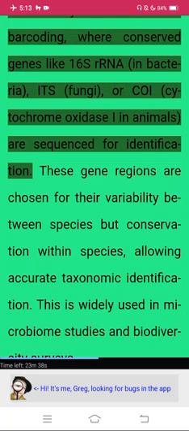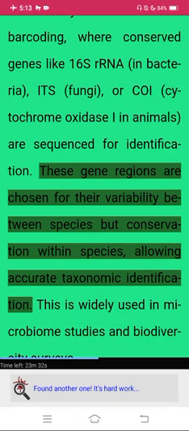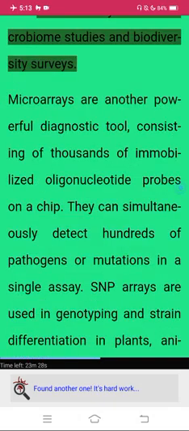Another key area is molecular barcoding, where conserved genes like 16S rRNA in bacteria, ITS in fungi, or COI, cytochrome oxidase I, in animals are sequenced for identification. These gene regions are chosen for their variability between species but conservation within species, allowing accurate taxonomic identification. This is widely used in microbiome studies and biodiversity surveys.